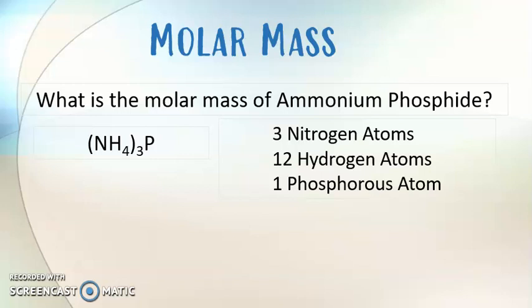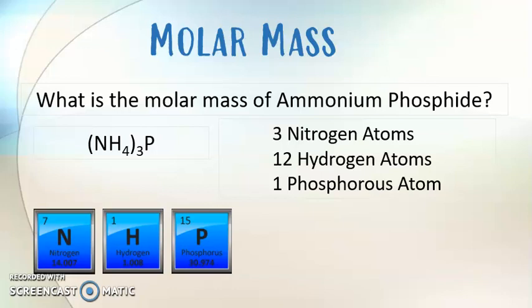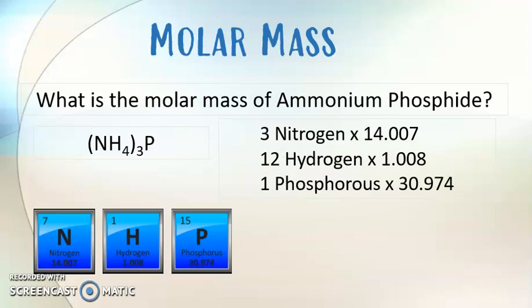Now let's look up those masses from the periodic table. Here are the 3 tiles. Honestly, if I added in the 3 and the 12 and the 1 to put all of these tiles on the screen, I wouldn't have enough space. So I'm going to condense this a little bit. Since I have 3 nitrogen atoms, I need to add in the mass of nitrogen 3 times. So I'm going to take 3 times 14. And I'm just going to do that for each individual element. Since I have 12 hydrogens, I'm going to take 12 times the mass of 1.008. And since I only have 1 phosphorus, I'm going to take 1 times the mass of 30.974.